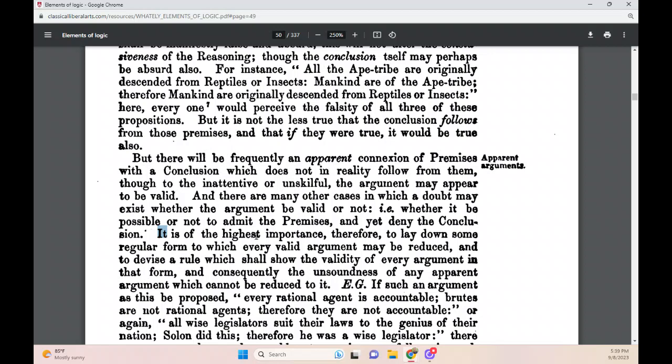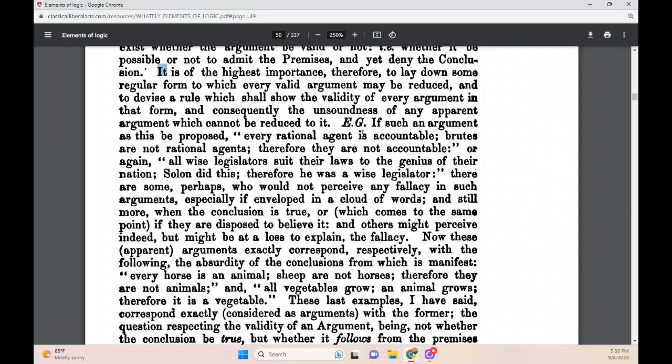It is of the highest importance, therefore, to lay down some regular form to which every valid argument may be reduced, and to devise a rule which shall show the validity of every argument in that form, and consequently the unsoundness or falsity of any apparent argument which cannot be reduced to that one true form. E.g. stands for example.